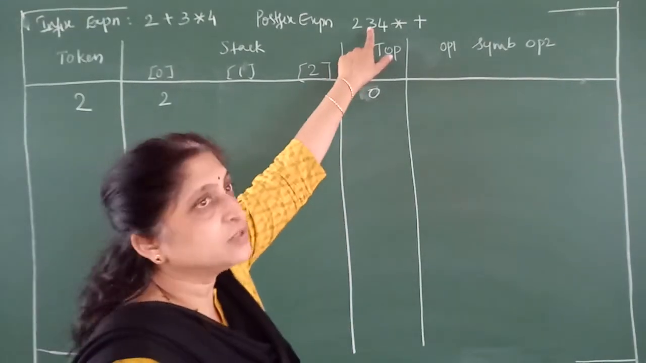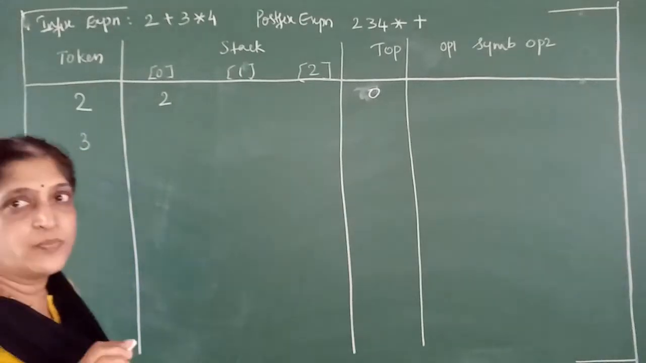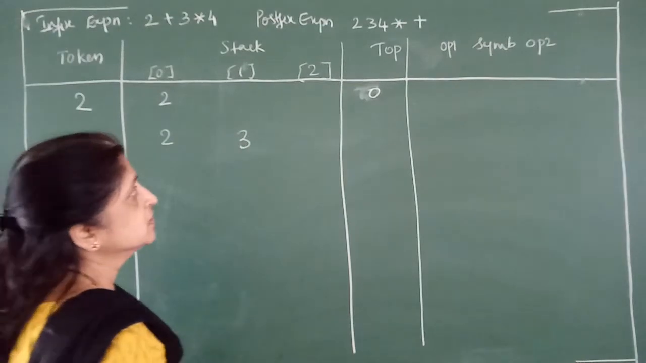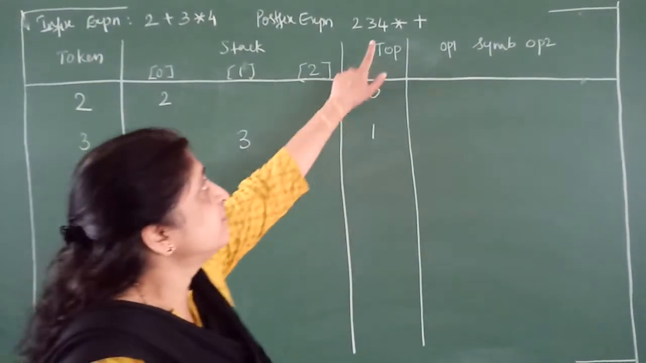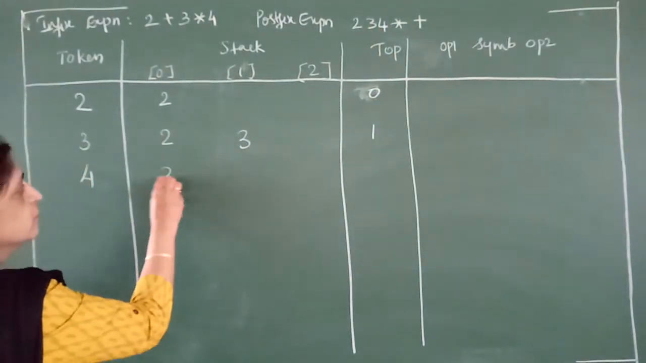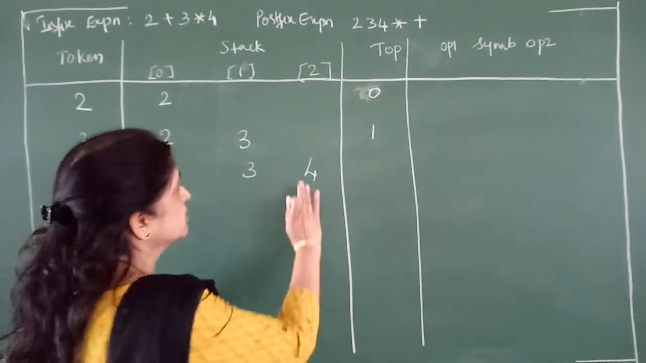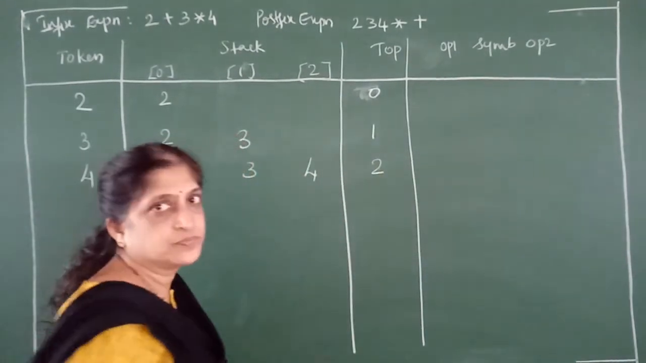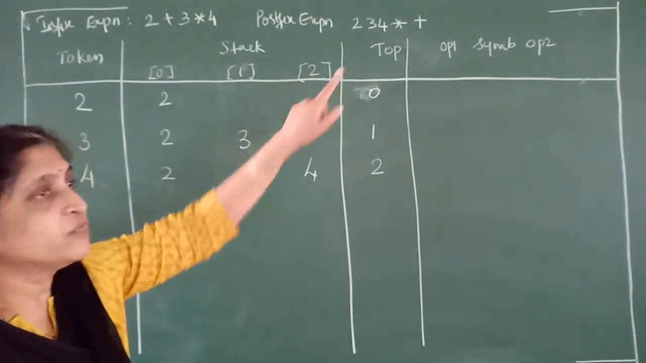Then we have 3. Since it is an operand, push this also to stack. So stack top is 1. Then we have 4. The token is 4. 4 is also an operand. Push 4 also to stack. So top is 2. So this is how the stack is. Next we have star.